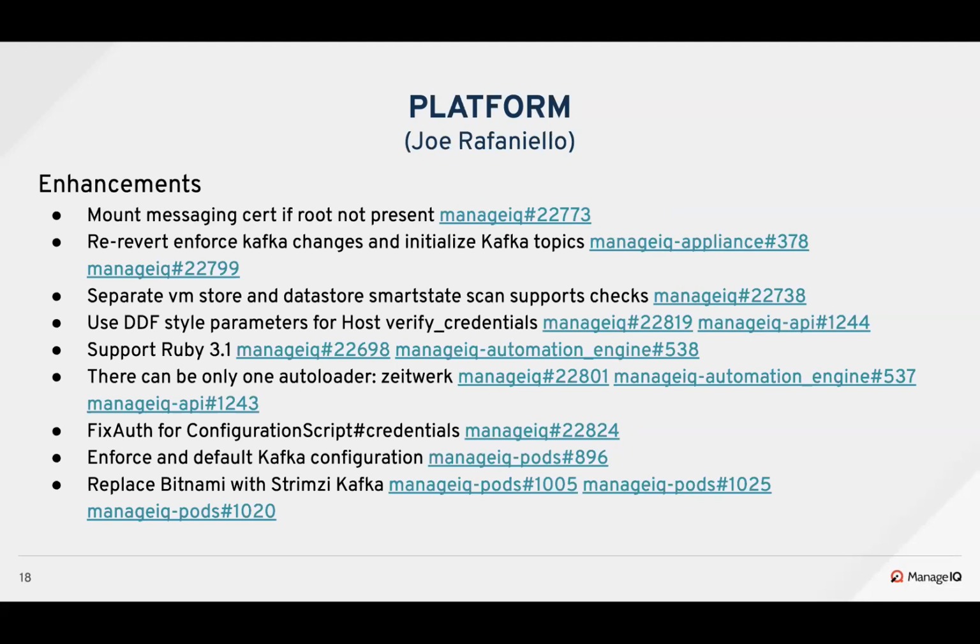I added support for Ruby 3.1, primarily around maintaining compatibility with YAML load. And previously, we supported both the classic and Zeitwerk Rails autoloader. I dropped support for the classic loader since we've had a few releases with Zeitwerk, and that enabled some removal of technical debt with the classic autoloader. Next, Adam added configuration script credentials to fix all. Nasser also enforced Kafka as the default configuration, and the orchestrator waits for it to be ready. He also replaced Bitnami with Strimzi Kafka, and he updated it.